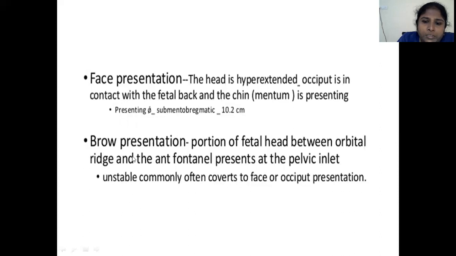Next, brow presentation. This is the portion of the fetal head between the orbital ridges. Orbital ridges means the place where the eyebrows are. That is called the orbital ridges. From there to the anterior fontanelle, if this is the presenting part, then it is called brow. Brow area is the presenting part. This also may not convert to vertex presentation. Usually this also may lead to cesarean section.